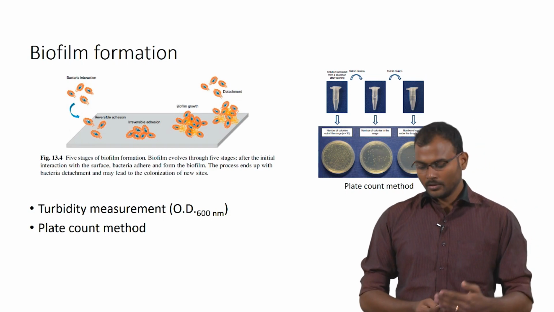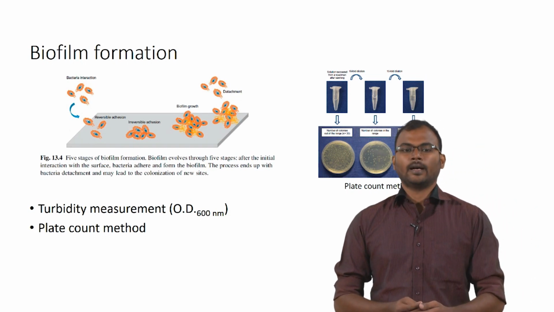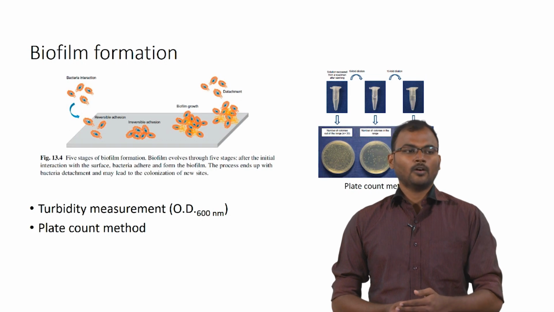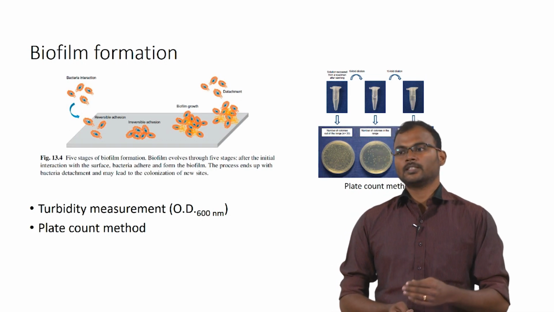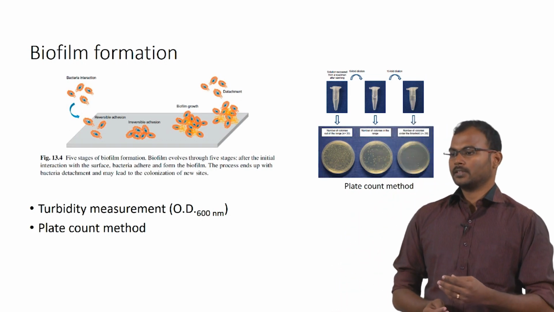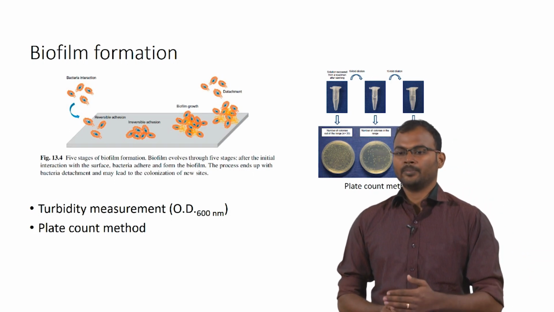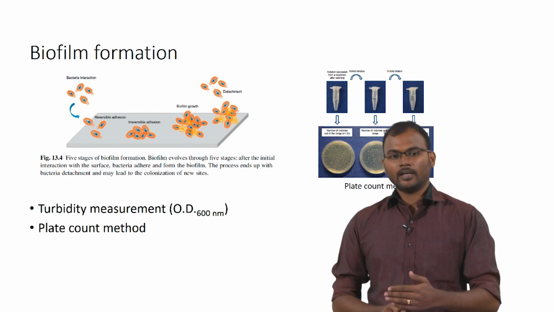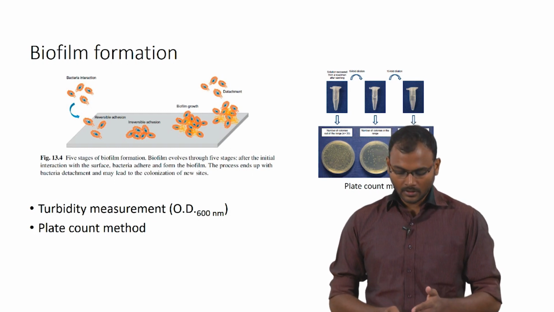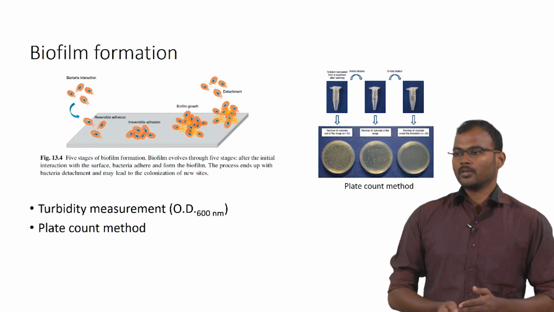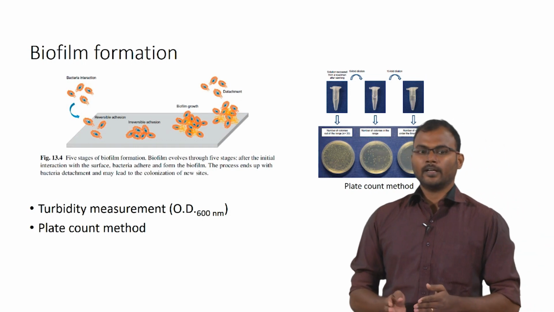Then you dilute those samples and spread them on an agar plate. Each single cell will form a single colony. So, based on how many colonies have formed, you can estimate the amount of bacteria adhered onto the material surface. The optimum plate count should be around 30 to 300.